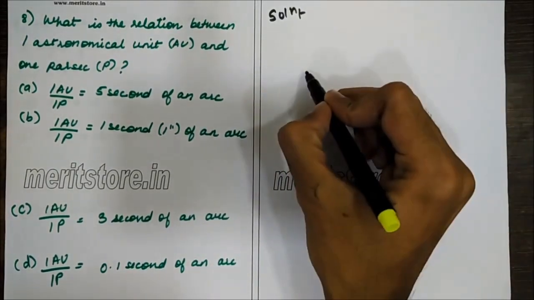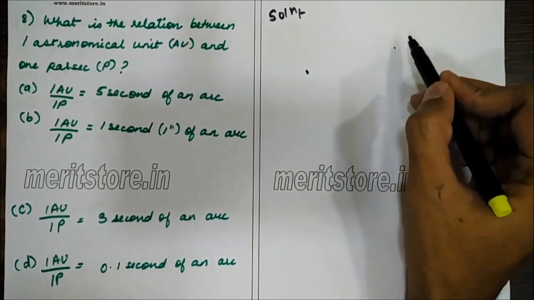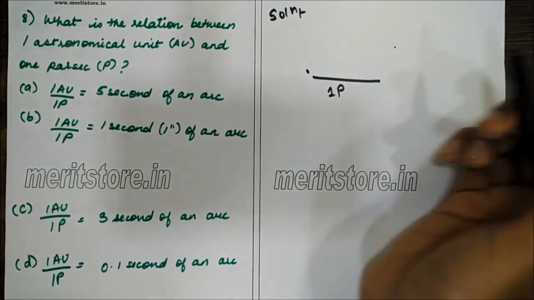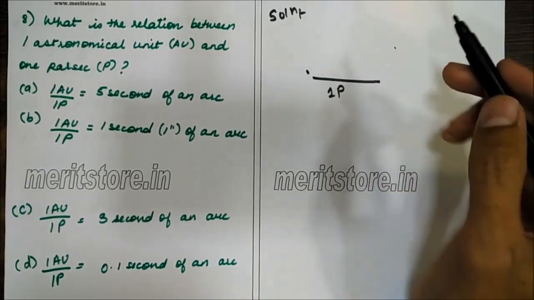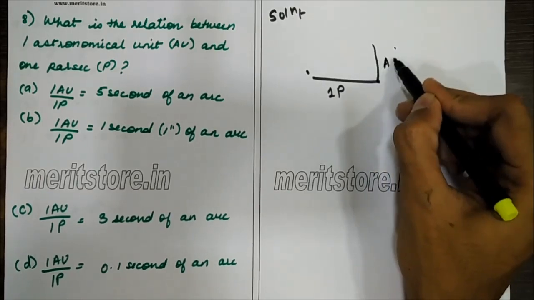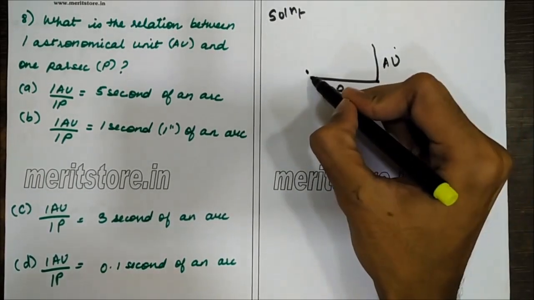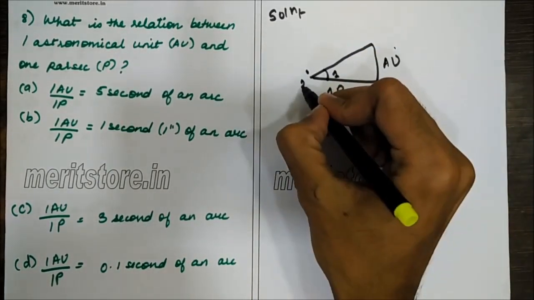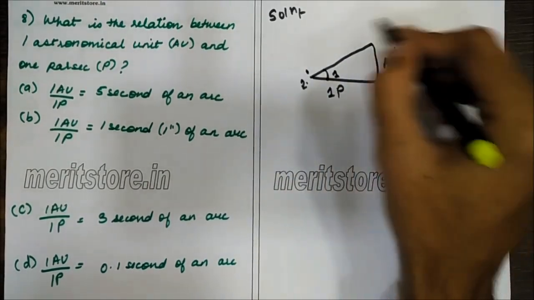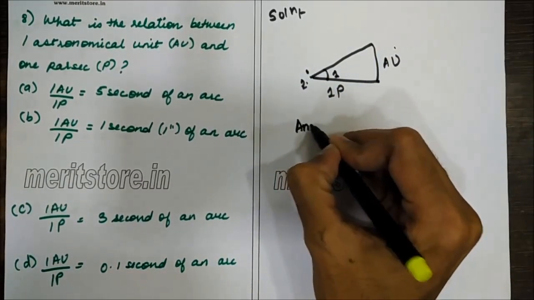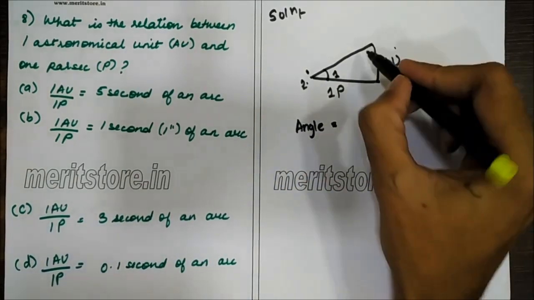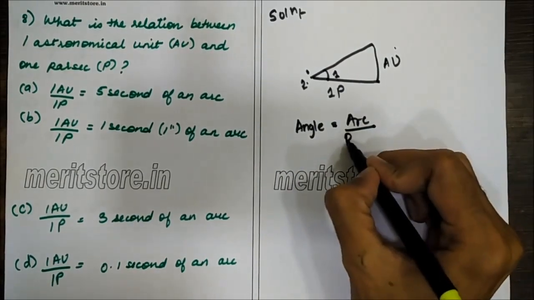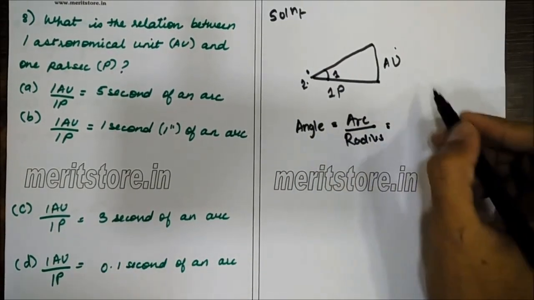Okay, that means if there is a distance of 1 parsec, then whenever there is an arc of 1 astronomical unit, it forms an angle, and that angle will be 1 second. So in order to measure the angle, the angle is given by the arc upon the distance, that is, arc upon the radius, right?